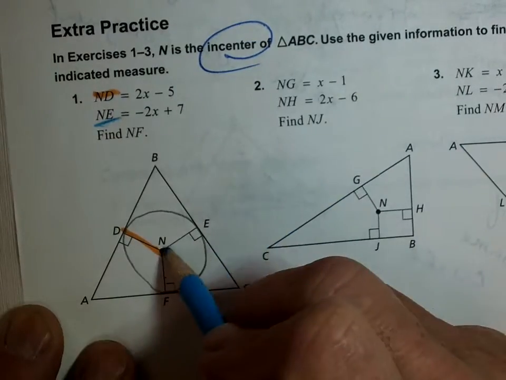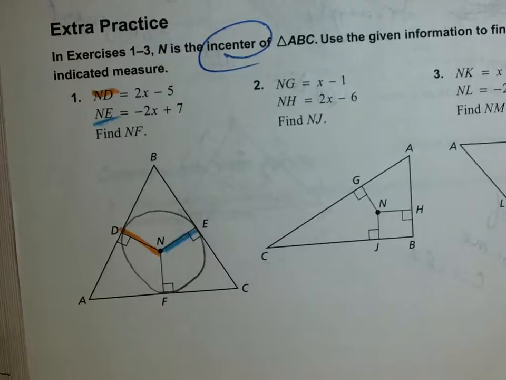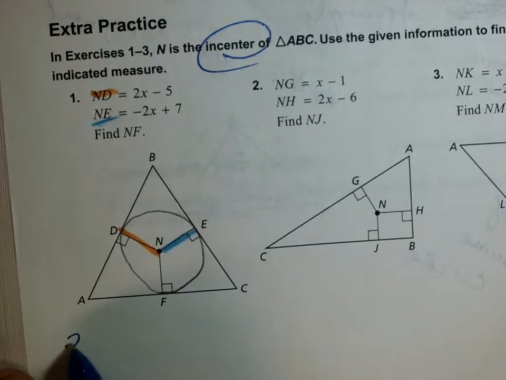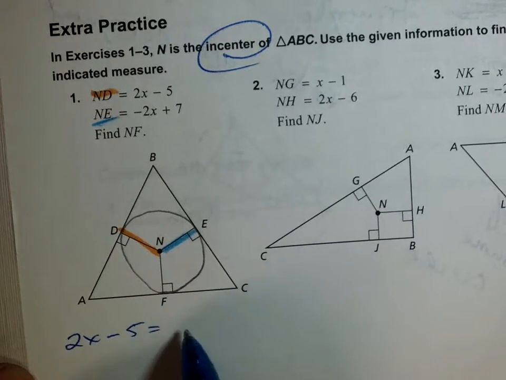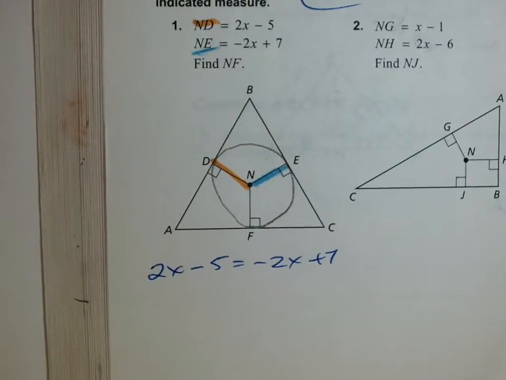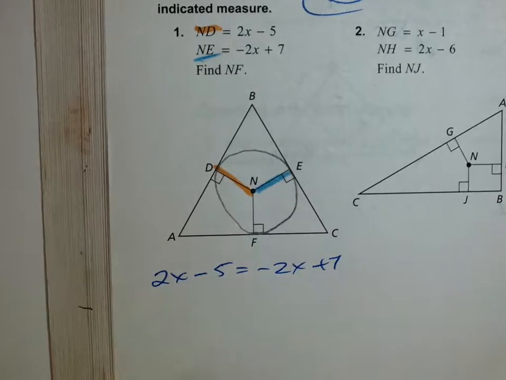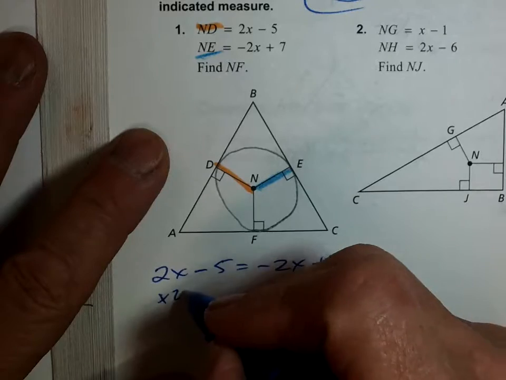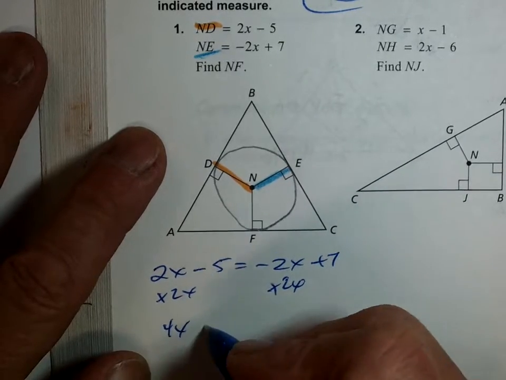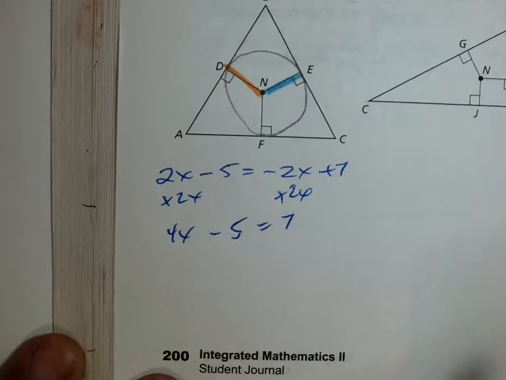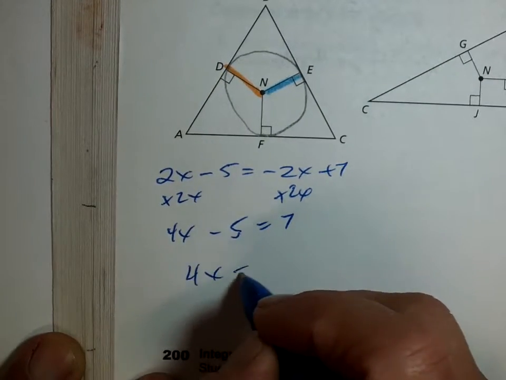And NE is negative 2x plus 7. So I know that the two segments have to be equal because they're radii of the same circle, right? So I'm going to go ahead and solve that. I'll say, okay, 2x minus 5 is equal to negative 2x plus 7. And what I'll do is just solve for x. Okay, so plus 2x, right? I'll get 4x minus 5 equals 7, right? Plus 5, 4x equals 12.